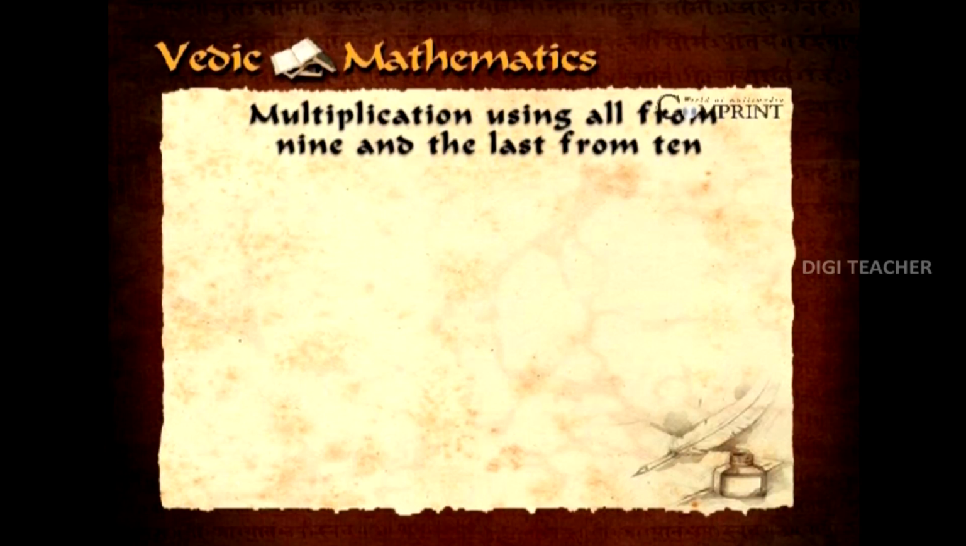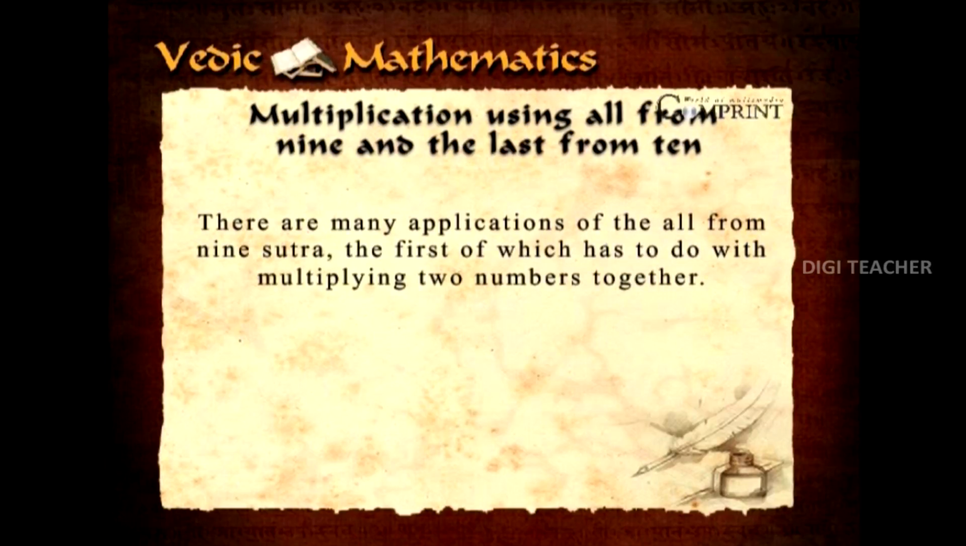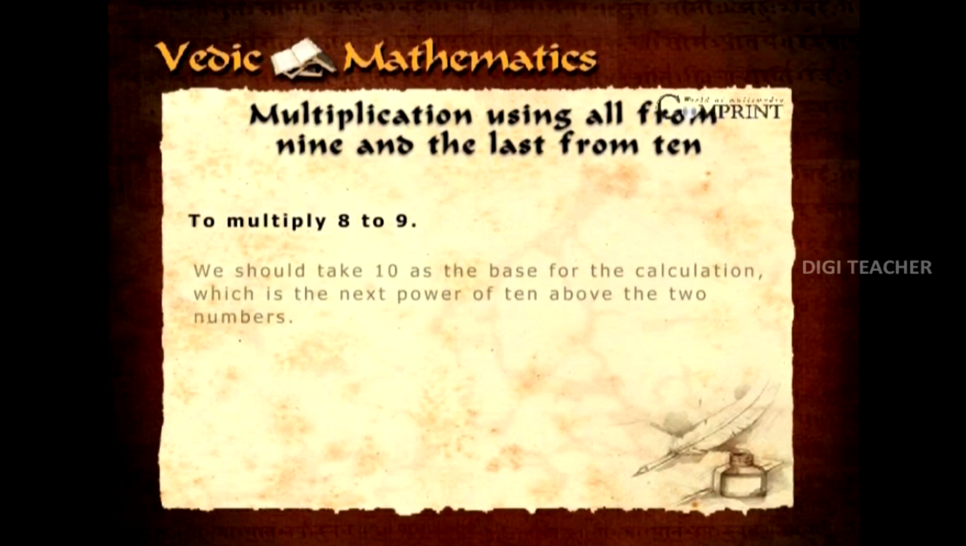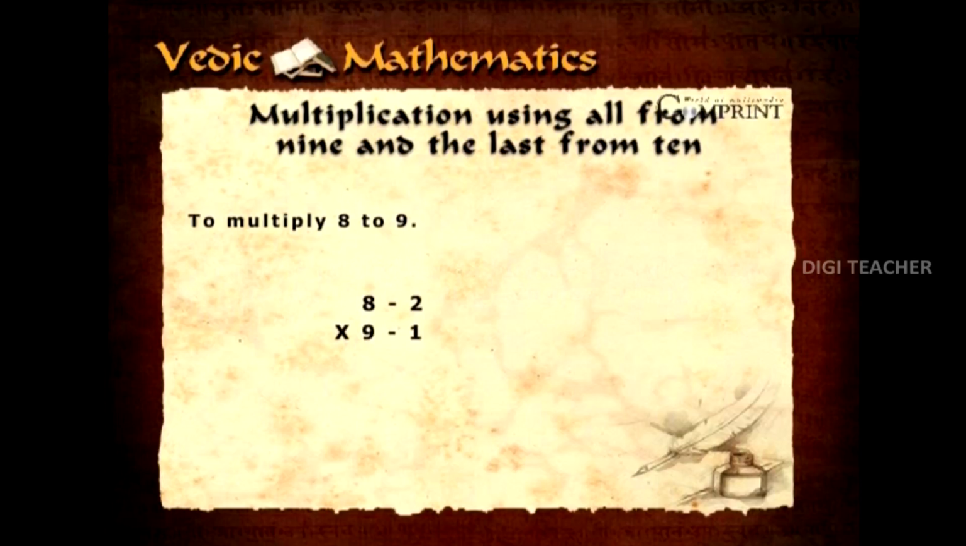Multiplication using All from 9 and the Last from 10. There are many applications of the All from 9 sutra, the first of which has to do with multiplying two numbers together. Suppose we have to multiply 8 by 9, we should take 10 as the base for the calculation, which is the next power of 10 above the two numbers. The two numbers are set down as shown here, and the complements from the base 10 are written.